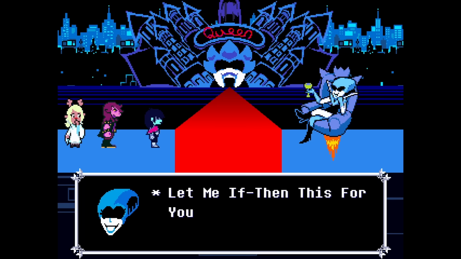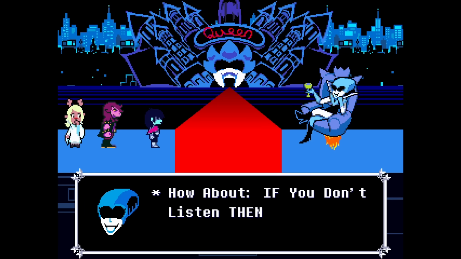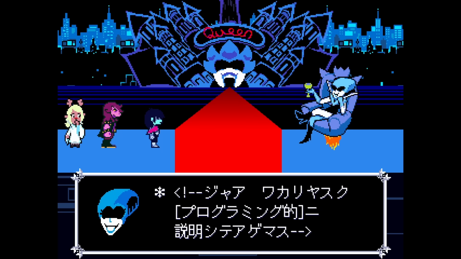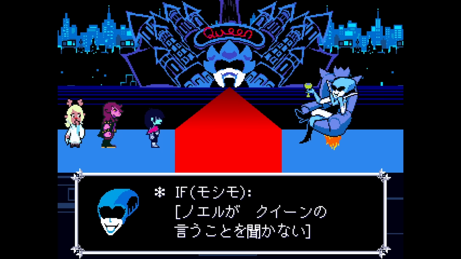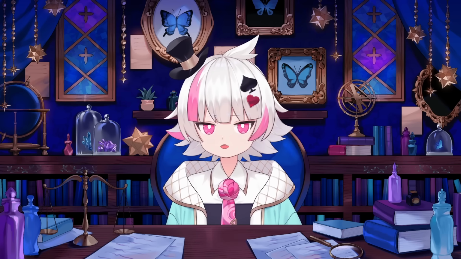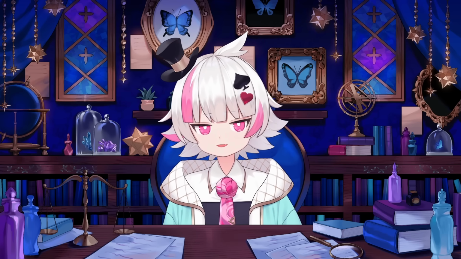When encountering Queen at the mansion entrance, she threatens Noelle with an if-then statement like is seen in programming. The way this was handled was by still using the if-then words, but translating what they mean in parentheses. This is a rather unusual compromise, but I guess there's not really a perfect solution for this.